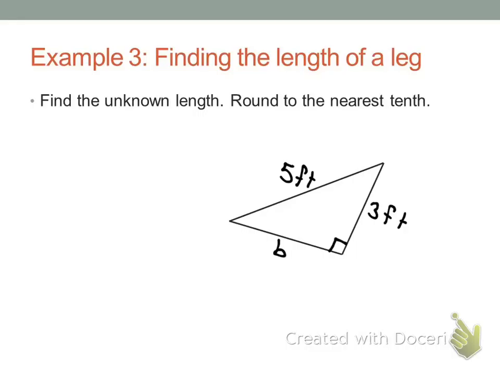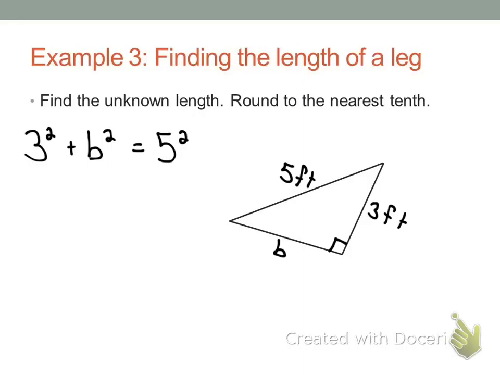Okay, so what did you plug in for A? 3 squared. Okay, so 3 squared. What did you plug in for B? Nothing. You don't know. So plus B squared. Now it's not nothing. That's your variable. That's what we're solving for is B. And then what did you plug in for C squared? 5 squared. Okay?